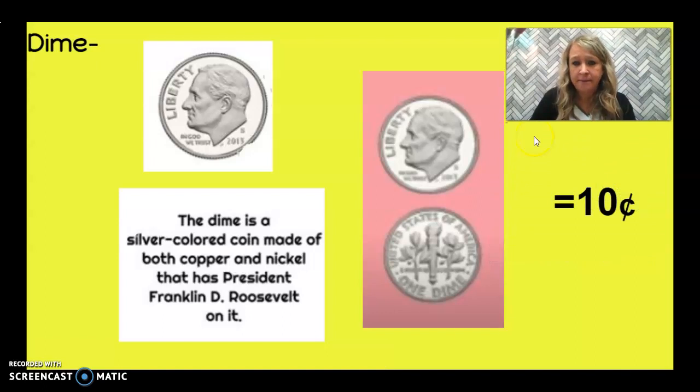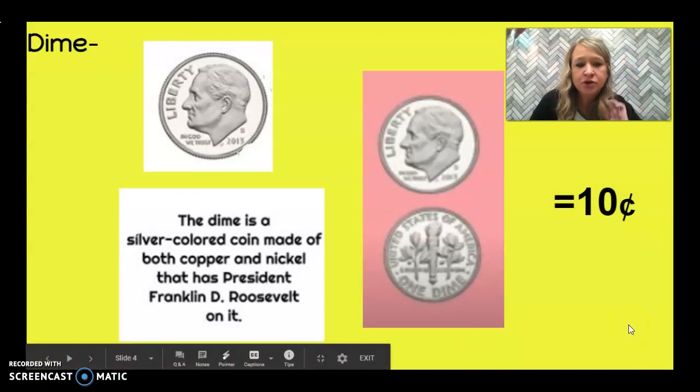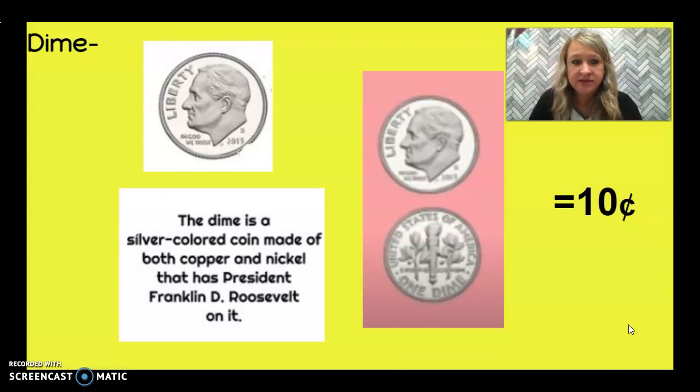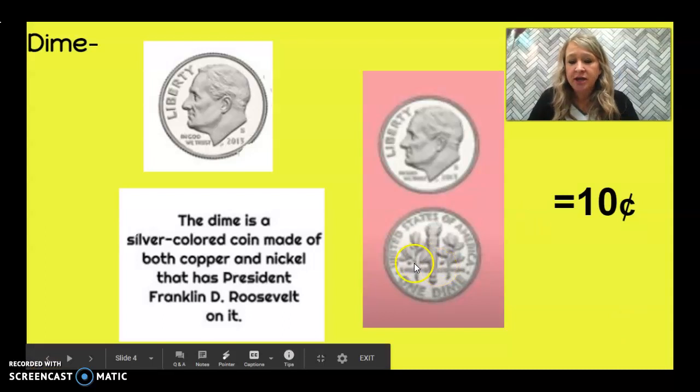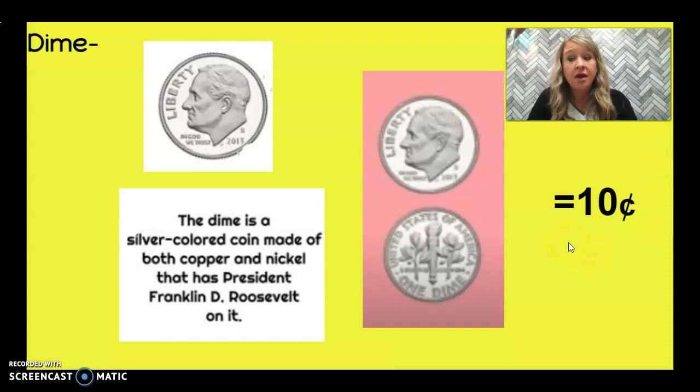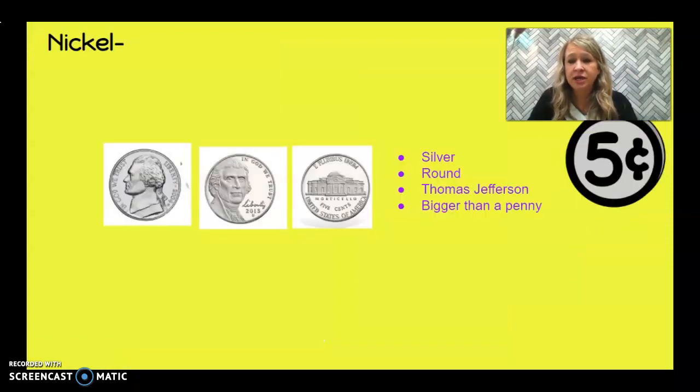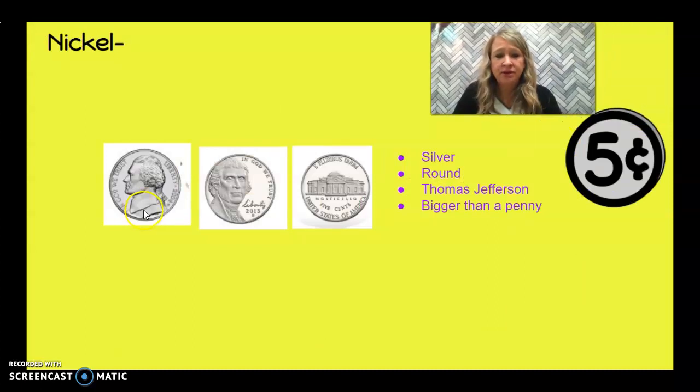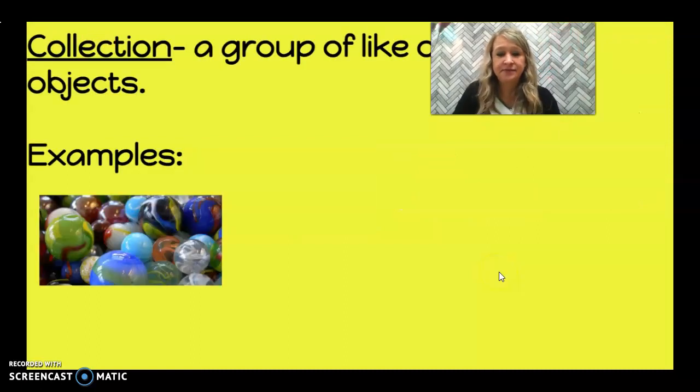And there is our dime. Say dime. The dime is the silver-colored coin made of copper and nickel that has President Franklin D. Roosevelt on the front and our torch and our olive branches on the back. The dime is worth 10 cents. Very good. And we are bringing back the nickel with Thomas Jefferson's face, his home on the back, Monticello, and it is how much? A nickel is worth 5 cents.